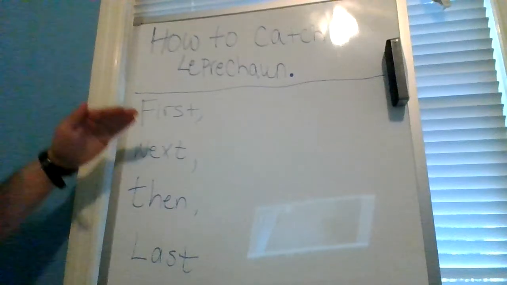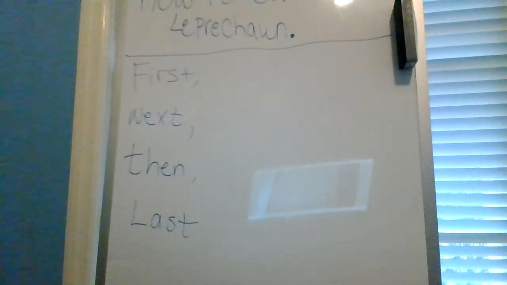So on your paper, you need to write your title, How to Catch a Leprechaun. And we're going to use this method: first, next, then, last. Mr. Stephen is going to tell you how he would catch a leprechaun. Now, you don't necessarily need to copy Mr. Stephen. Come up with your own stuff. So Mr. Stephen's going to do this. He's going to say, first, I.